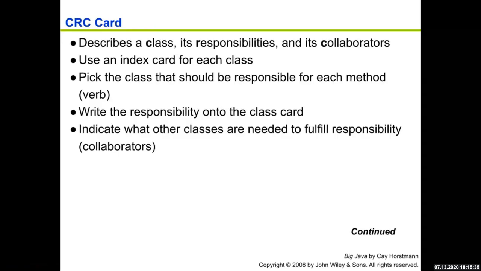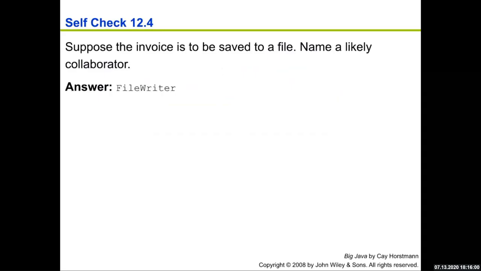So a CRC card could be something you actually write out, or it could be something virtual on your computer. It lists a class, its responsibilities, and its collaborators. They're saying use an index card, but of course you can just do it online. You don't actually have to write it out. Okay, so that's what it could look like on an index card. And then let's say you want to save to a file. A collaborator is a part of the Java program that you're going to work with. FileWriter is a good likely collaborator if you're writing to a file.